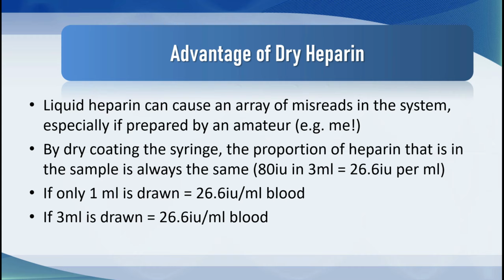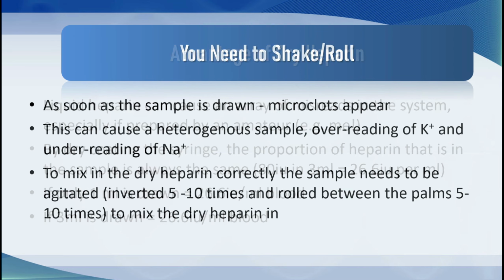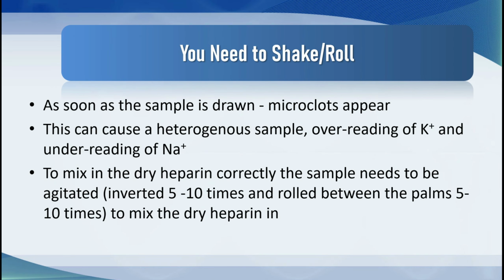But the thing is, because it has been dry sprayed, you need to make sure that that sample is mixed properly, that all of that blood comes in contact with the wall. So as soon as that sample is drawn, microclots will appear, and that can cause a horrendous heterogeneous sample, overreading the potassium, underreading the sodium. So what you need to do as soon as you take it is to agitate that syringe by inverting it, turning it upside down about 5 to 10 times, and then rolling it between your hands 5 to 10 times to mix in that dry heparin.